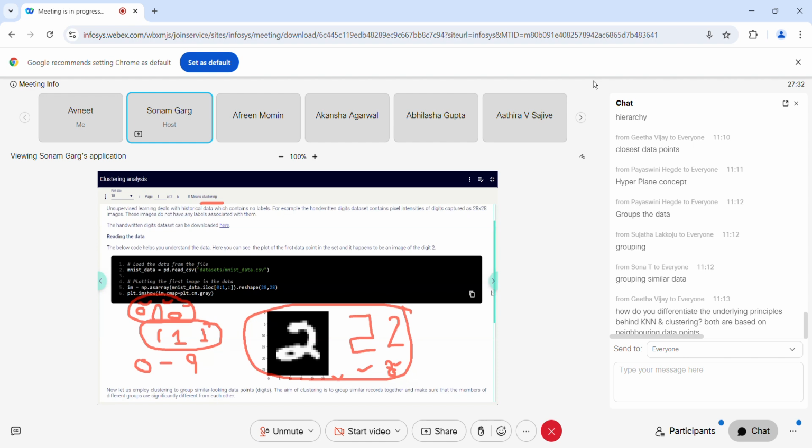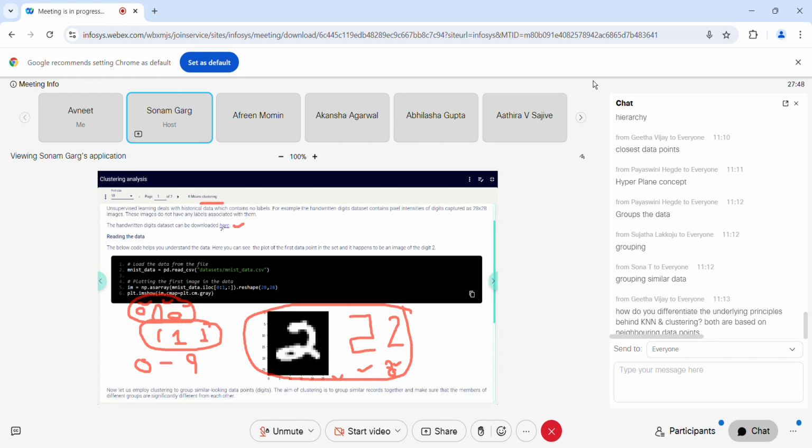They cannot be 100% accurate, isn't it? But I hope you have understood what we are going to do here. There are certain images of digits, handwritten digits. In this data set, you can download the handwritten digits data set here. Now, I'll show you what this data set is.